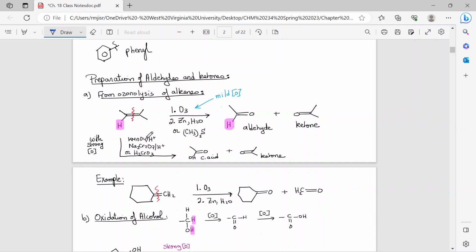Now, if you're using a strong oxidizing agent, then this hydrogen will get oxidized further into a carboxylic acid. Ketones will not be oxidized further. Ketones will stay ketones because they do not have a hydrogen on the carbonyl. This is an example over there. So as long as you have hydrogens and you're using a mild oxidizing agent, the hydrogens will stay in the form of aldehyde, and this is how you get aldehydes and ketones.